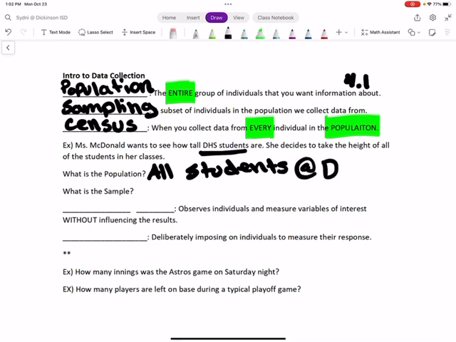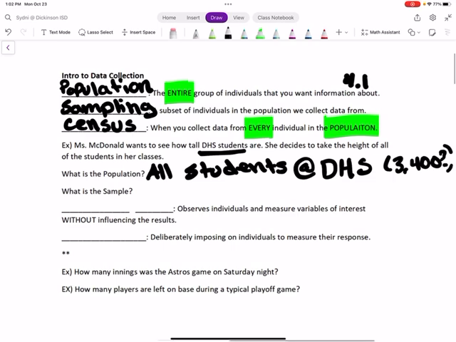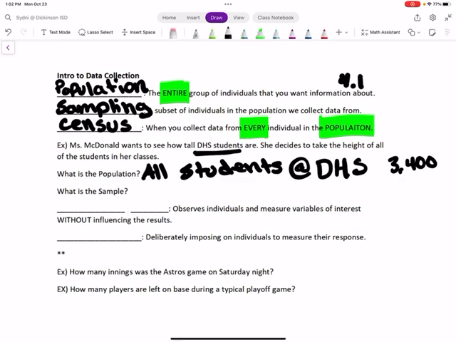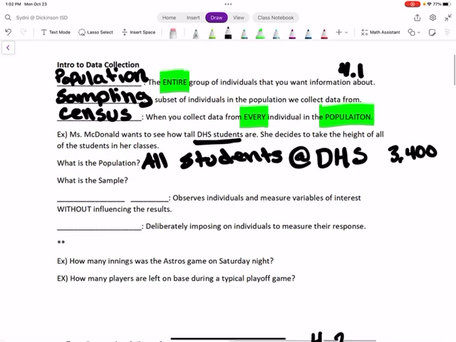at Dickinson High School, which is like 3,400, I think. I don't know. Somewhere around there. Now the sample, that's who is she sampling? Who is she asking? Who is she actually going to take the effort to ask this question to? And that is going to be just the students in her class. So our sample is students in Miss McDonald's class.